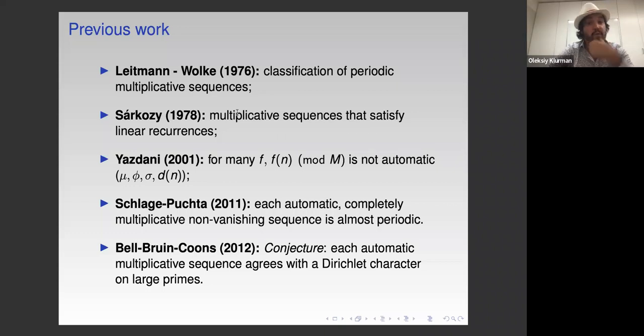So there has been work, even without formulating precisely this question of Kurz, throughout many years in this direction, and the work was the following. Littman and Wolke classified periodic multiplicative sequences, which is not difficult. But then there is a very nice theorem of Sárközy, who classified multiplicative sequences that satisfy linear recurrence relations. It's all related to this concept of multiplicativity and automaticity. Then Yazdani proved that a bunch of functions are not automatic, such as mu and phi and sigma, and so on and so forth.